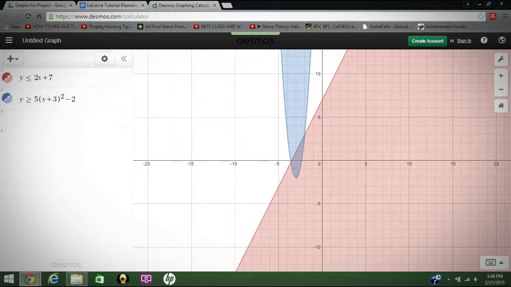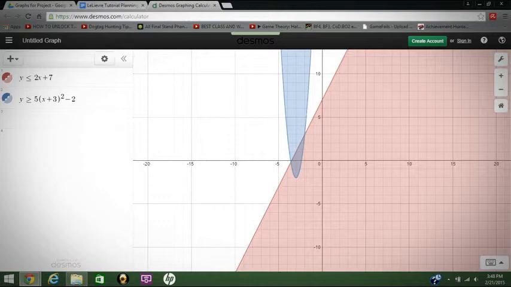The equation 5(x plus 3) squared minus 2 is a parabola with a vertex at the point (-3, -2). Because there's a multiplier of 5, the factor by which each point increases is multiplied by 5. Because of this, the first point from the vertex will be at (-2, 3), not (-2, -1). Due to the fact that this equation is only true for values greater than or equal to this line, it will be represented by a solid line and shading above it.